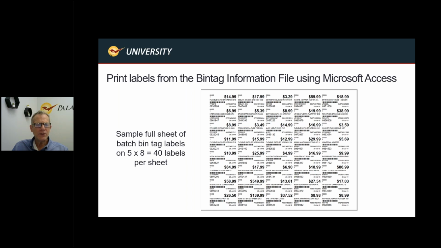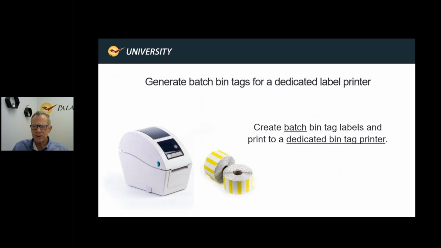So what would you not use the bin tag information file for? Printing one label, right? Because if you pushed it to a bin tag information file, generated the Microsoft Access report, and got this sheet, you would have one label that's usable and 39 other ones that you can't use. So be cognizant of that. Now let's move on to step two.